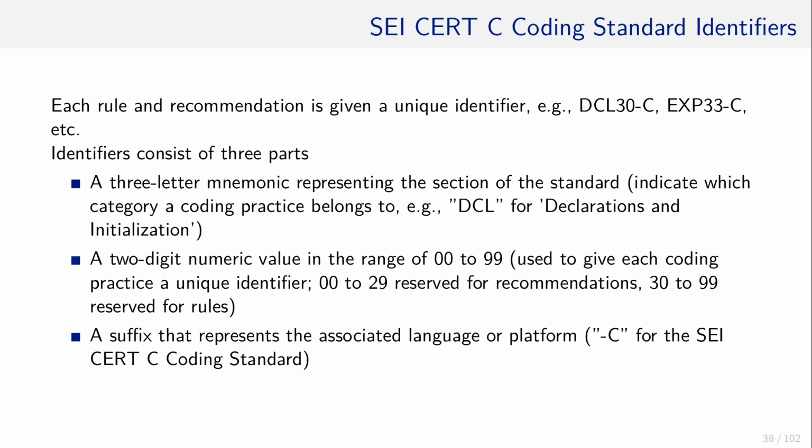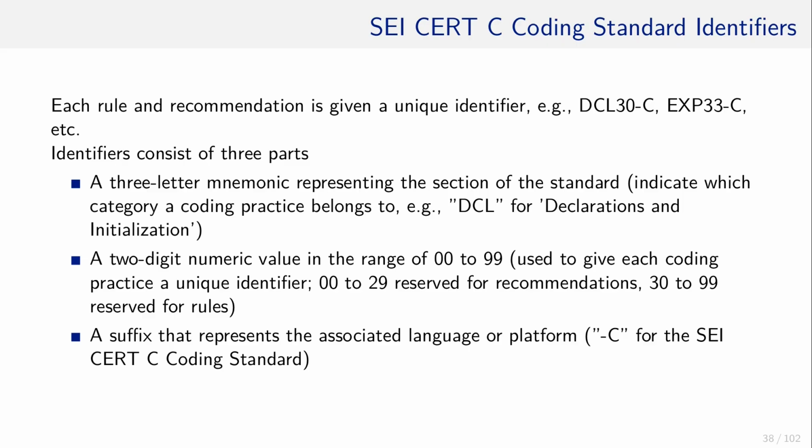Each of the following examples has a unique number: a 3-letter mnemonic for the section, followed by 2 digits to uniquely identify the respective rule. The suffix indicates the programming language. For instance, DCL30C describes a declaration problem, its number is 30, and it is regarding C.